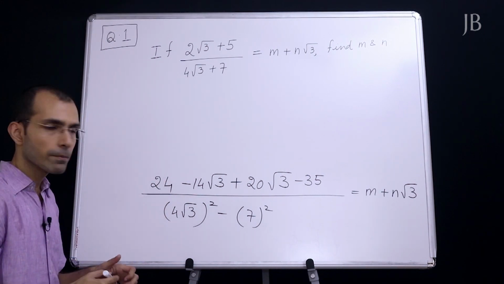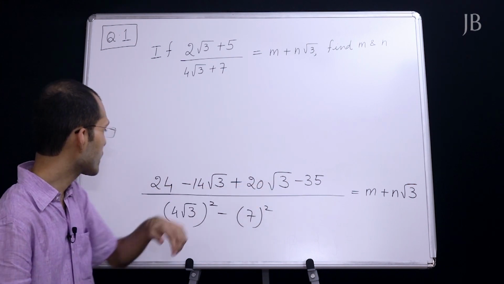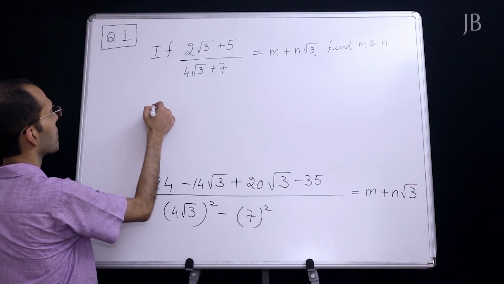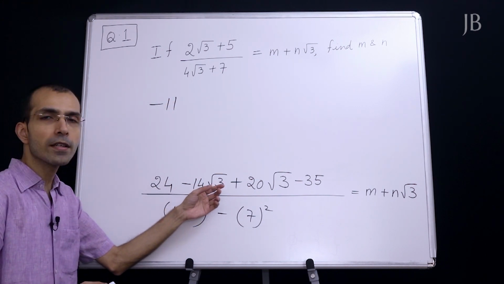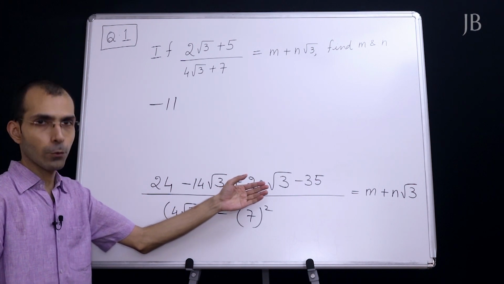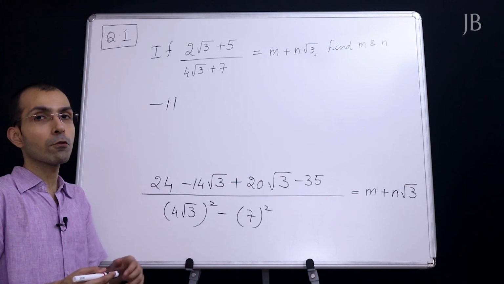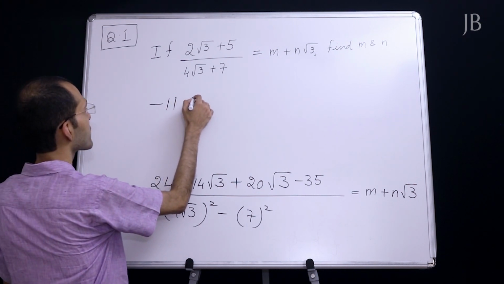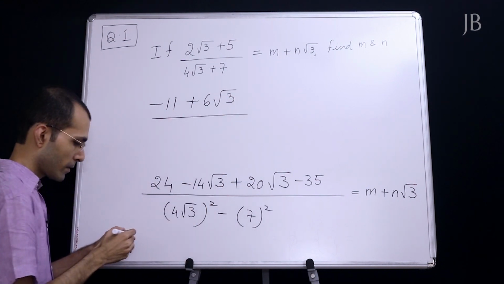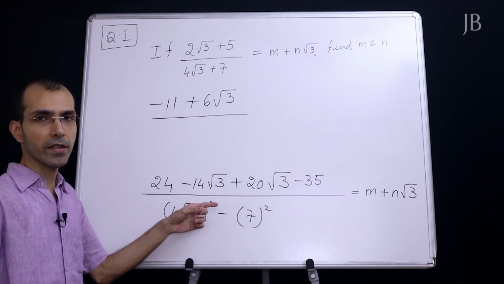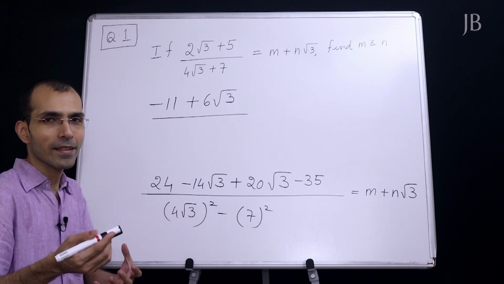Now time has come to simplify this. 24 minus 35, how much? Minus 11. Minus 14 root 3 plus 20 root 3, that would be how much? Plus 6 root 3, divided by 4 root 3 the whole square. So it is 4 root 3 into 4 root 3. That would be how much?